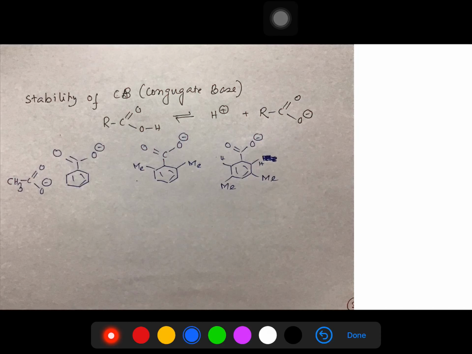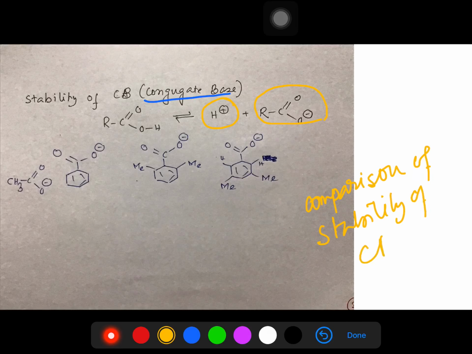So in this case, acidity of a molecule is decided based on the stability of the conjugate base. Conjugate base means the corresponding anion, because in every case the proton is the same. So what is the difference? Difference is the corresponding anion. So if we compare the stability of the corresponding conjugate base, so this method is comparison of stability of conjugate base, means CB.